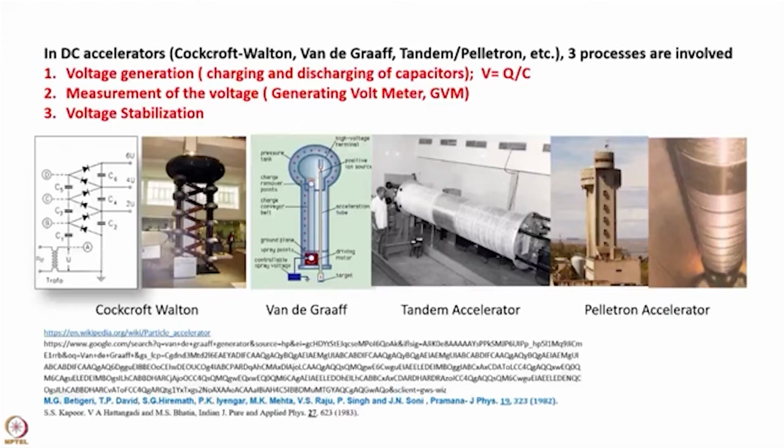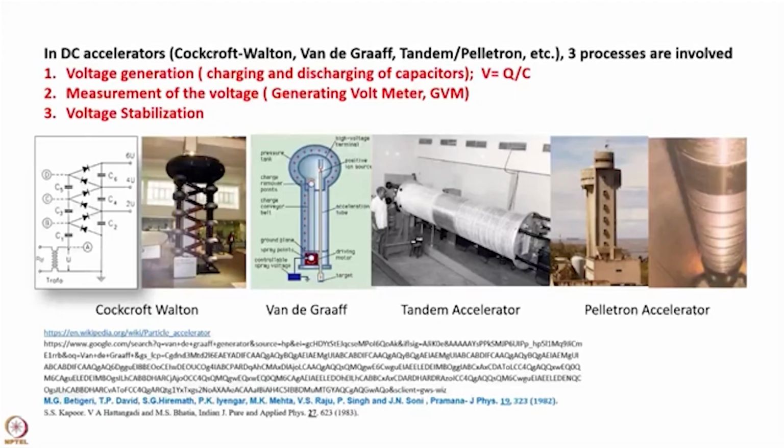And as I said, if there is any change, either the voltage is slightly increasing or decreasing, it should be corrected back. So there should be some feedback system, and the system which uses feedback is called corona stabilization, or the generating voltmeter stabilization system.